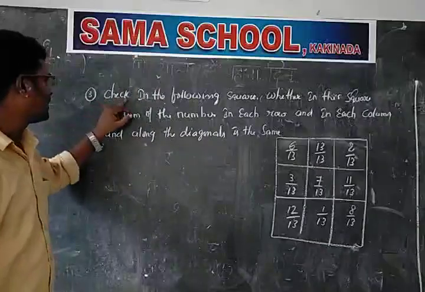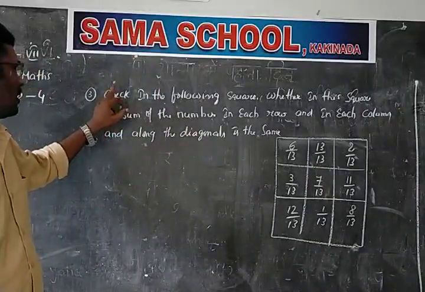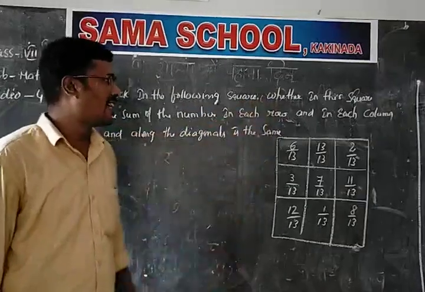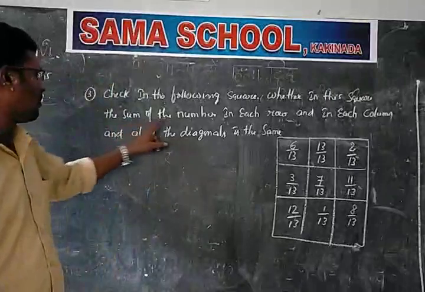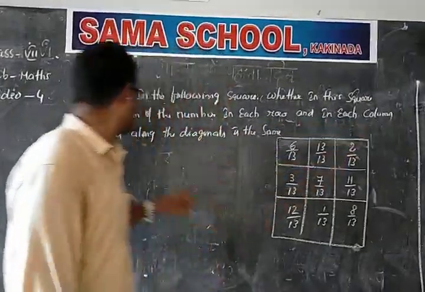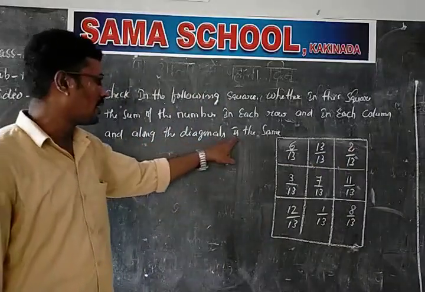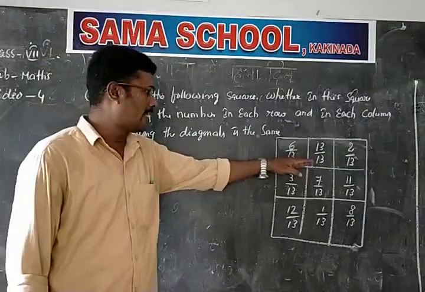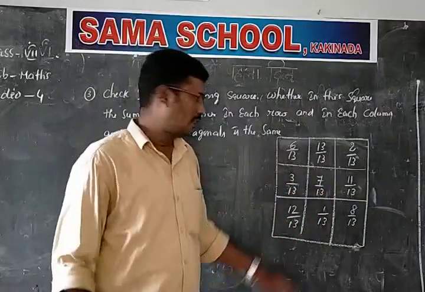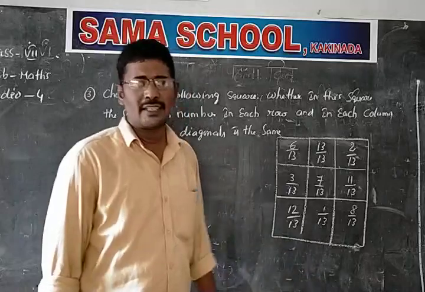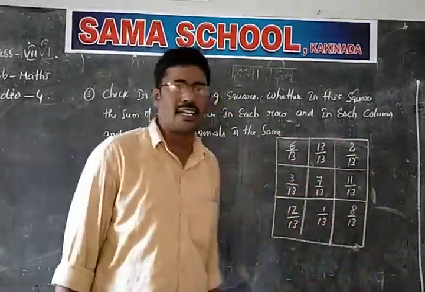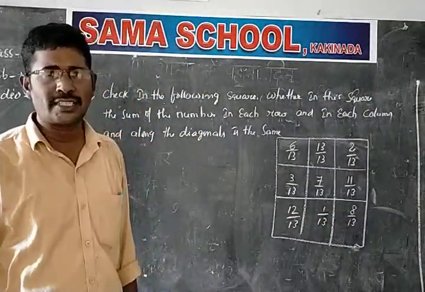Now start the third sum. Check in the following square whether the sum of the numbers in each row, in each column, and along the diagonals is the same. The table is already given. What is the type of figure? You know, this is a square. All sides are equal.